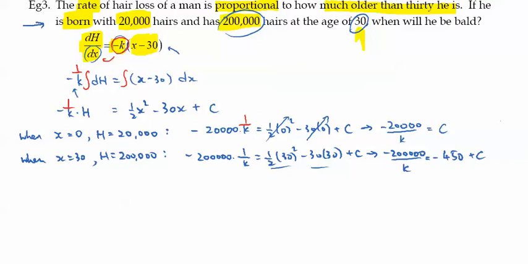Two equations, two unknowns. You know what to do here. I have these two equations here, and I can solve this system of equations. And you should end up with k equals 400 and c equals negative 50.